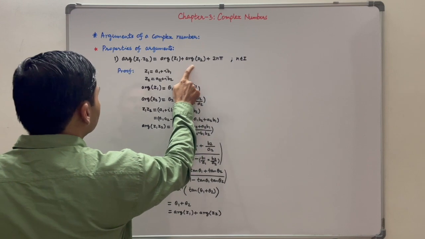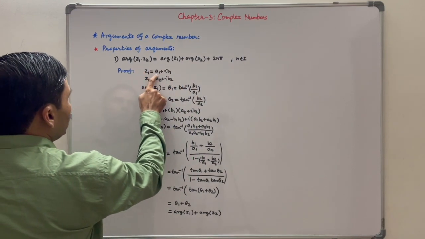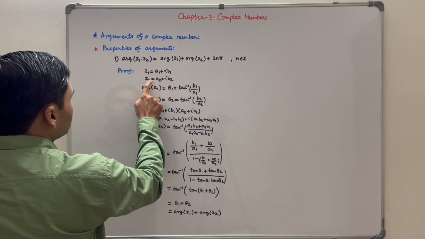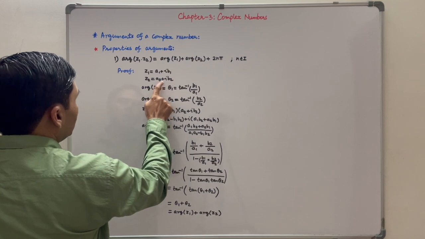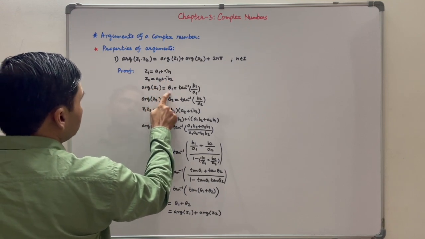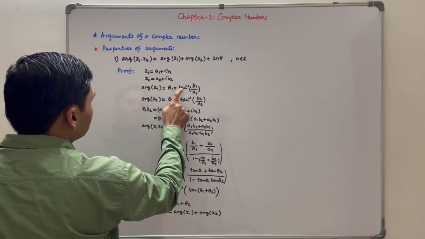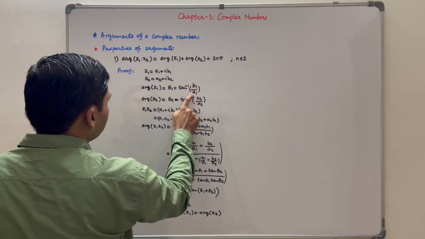Let us see its proof. Suppose z1 is equal to a1 plus ib1 and z2 is equal to a2 plus ib2. Argument of z1, let's say theta 1. So theta 1 is equal to tan inverse b1 upon a1.